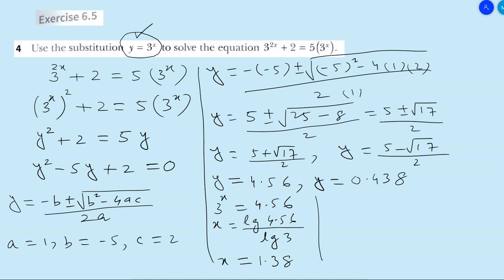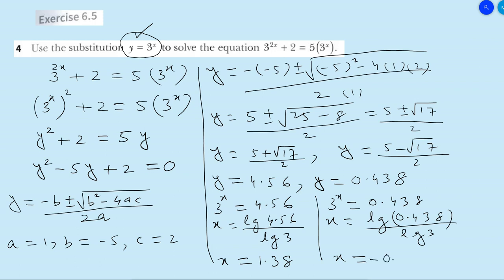Similarly, this y becomes 3 power x, originally 0.438. Taking log on both sides, we get x equals log 0.438 upon log 3. So x equals minus 0.751. So these two values, x equals 1.38 and x equals minus 0.751, are our final answer. Hope you understand this question. Very easy, very interesting, and very important.